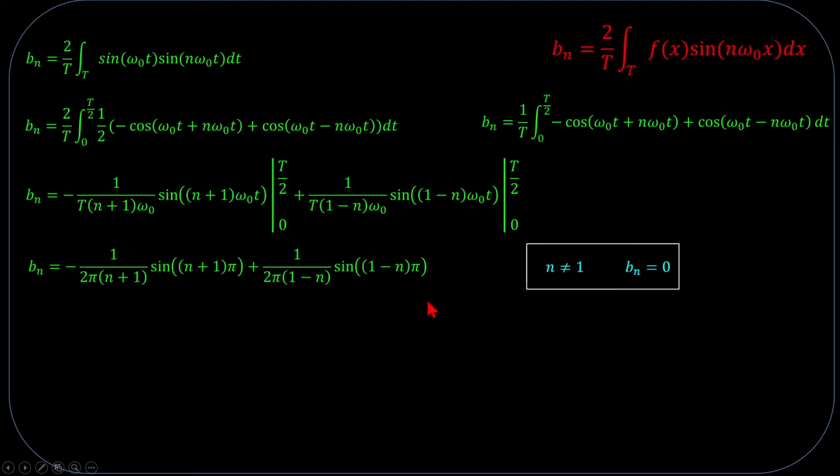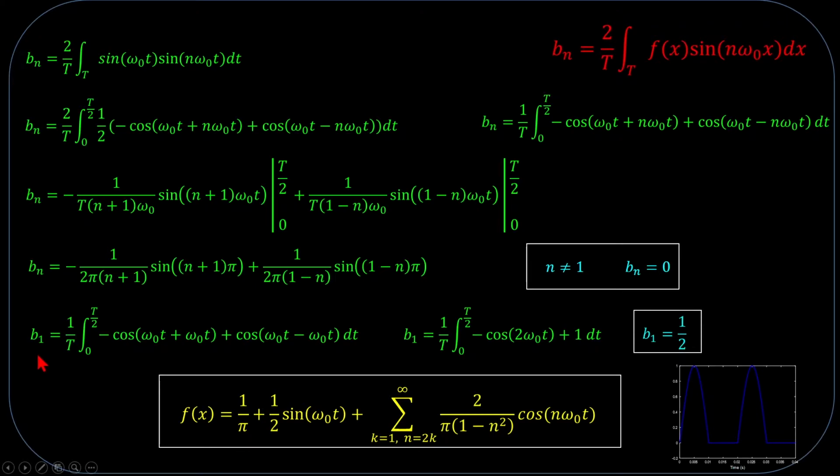So for the case n equal to 1, we have to go back to here, and we calculate b1 by putting n equal to 1. So for b1, we have this one, ω0t minus ω0t is 0, cosine 0 is 1, and this term becomes cos(2ω0t). Even though we are integrating over half period, because we have a factor 2, this one becomes 0, and integration of 1 over this period is T/2. T/2 multiplied by 1/T gives us 1/2. So constant b1 is 1/2.